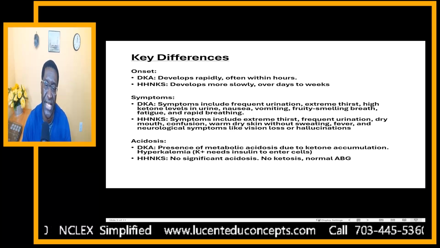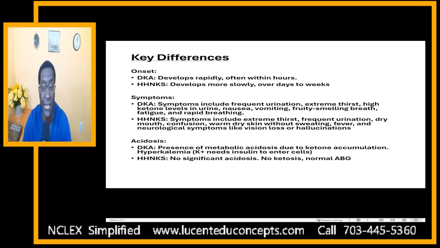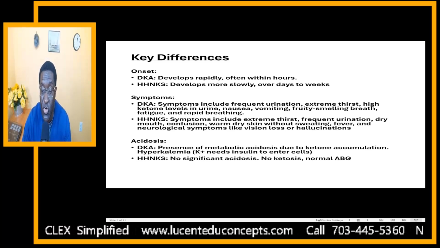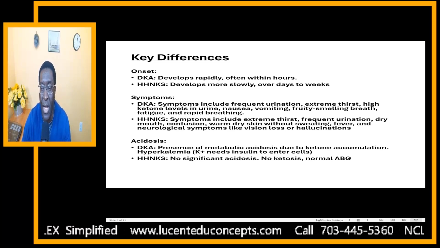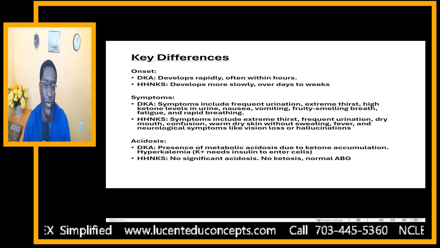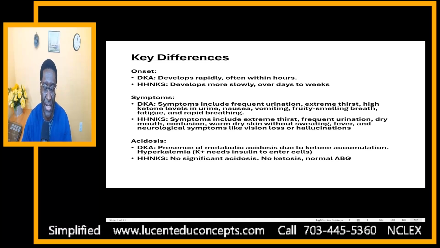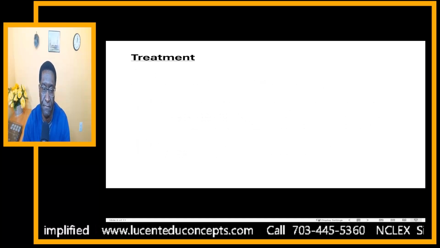Now, what about HHNKS? There is no significant acidosis. None. There's no ketosis. That means it has nothing to do with ketones. And again, ABGs remain what? Normal. So this should give you a clear understanding of the difference between these two complications of diabetes.